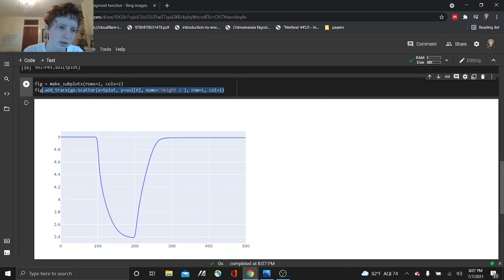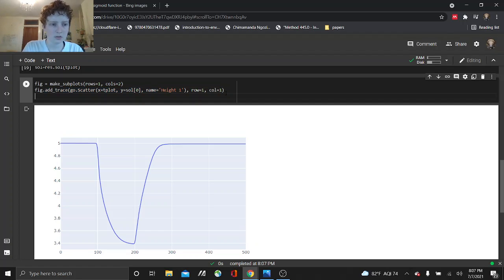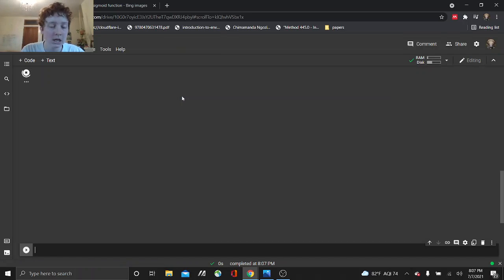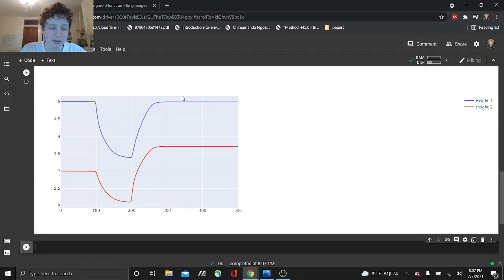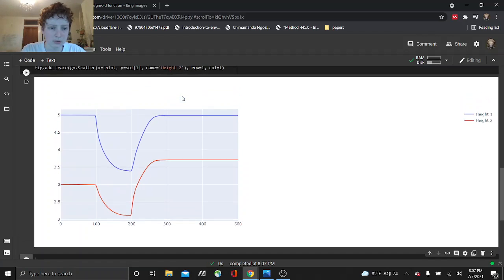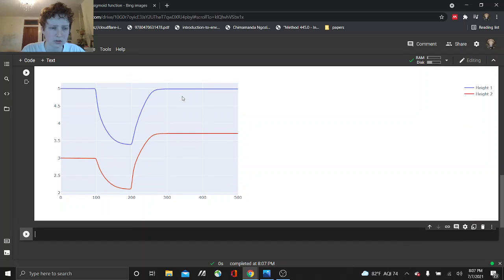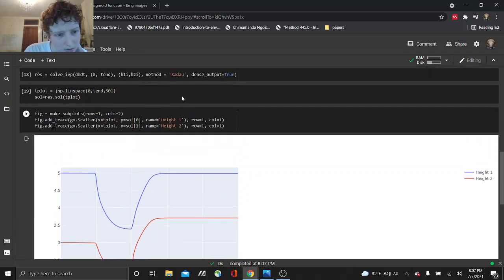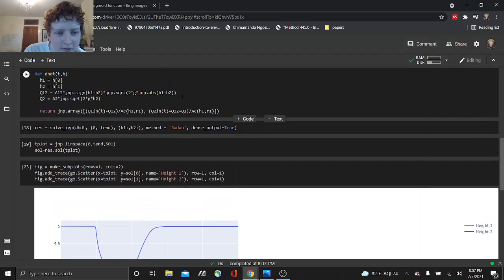Let's go ahead and do the other one. This time we'll be looking at the second element in our array, and this is going to be height 2. Here we go. I don't know, this kind of looks funky.